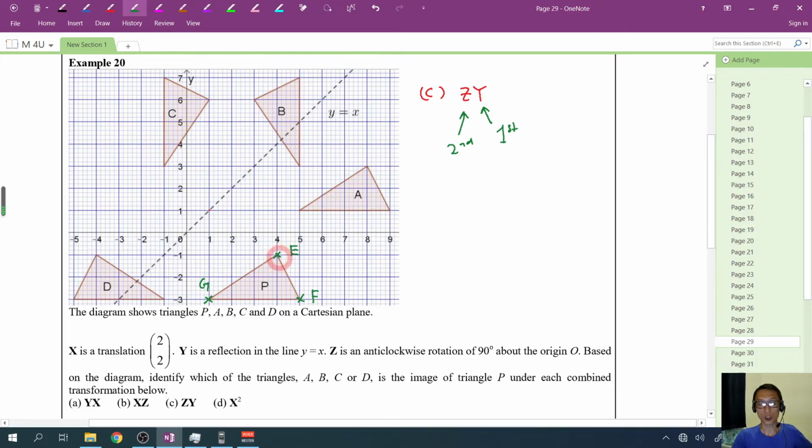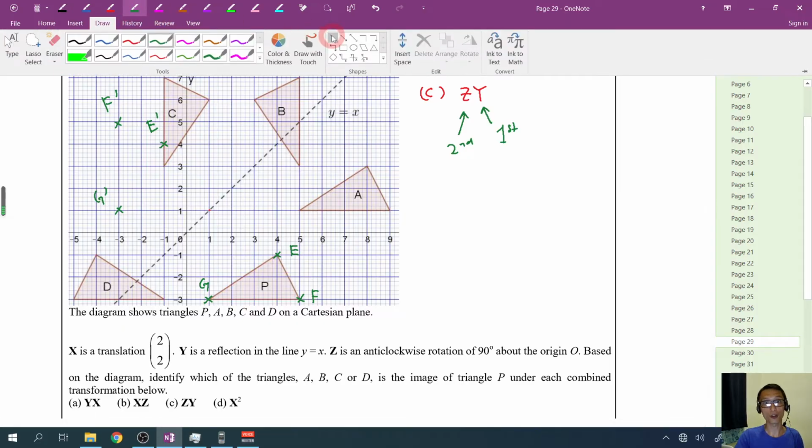Okay, let me get the image of this point first. 1, 2, 3, 4, 5, turn. 1, 2, 3, 4, 5. Okay, E prime. Do the same thing here. 1, 2, 3, 4, 5, 6, 7, 8, turn. 1, 2, 3, 4, 5, 6, 7, 8. This is F prime. Okay, G. 1, 2, 3, 4, turn. 1, 2, 3, 4. Okay, so this is G prime. Let me connect all these points together first.